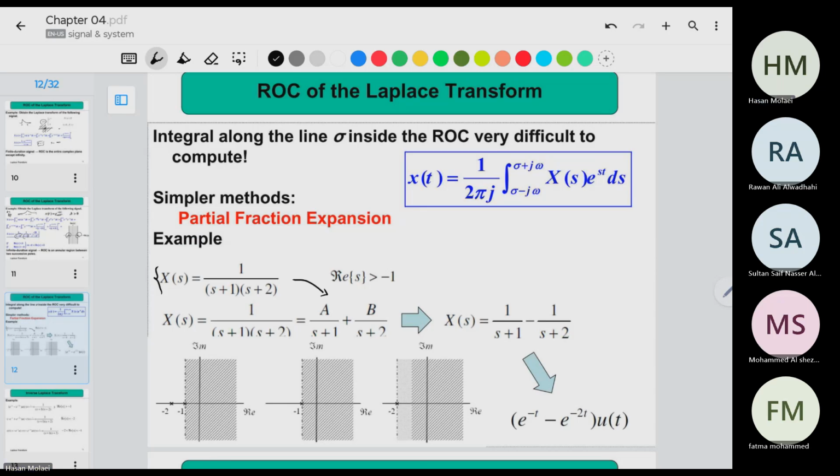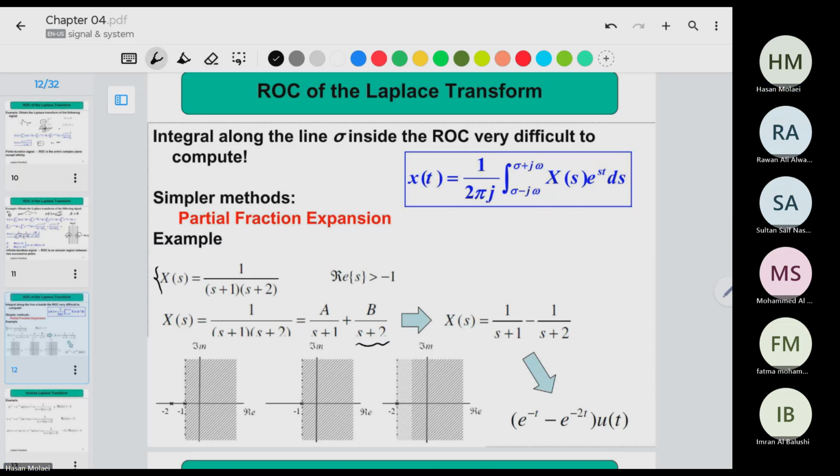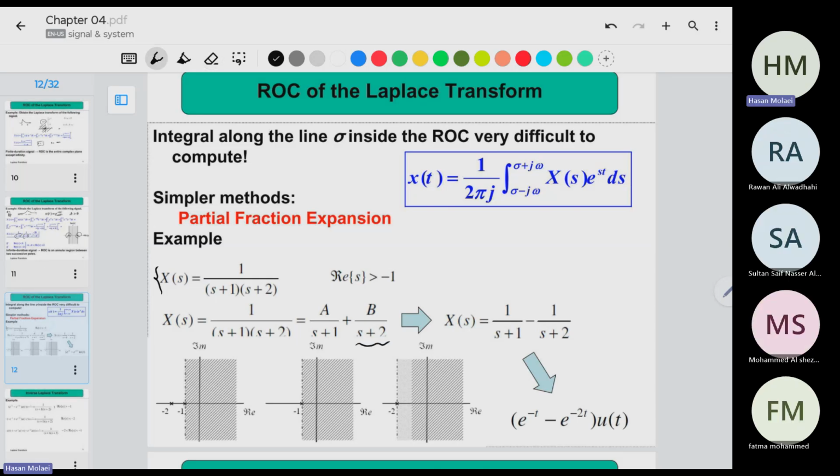For A, how do we find A? I omit this one, put s equal to minus 1, 1 over 1, so A should be 1. For B, again, here we have s plus 2. In this case, we should omit s plus 2. For the rest, we should replace s with the root of this one, minus 2. 1 over minus 2 plus 1 is minus 1.